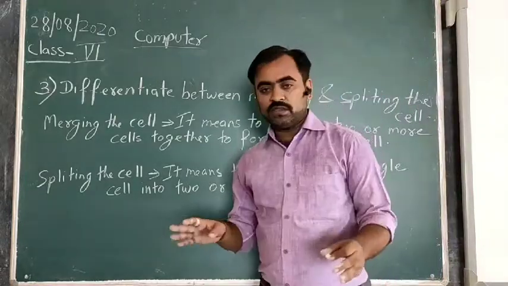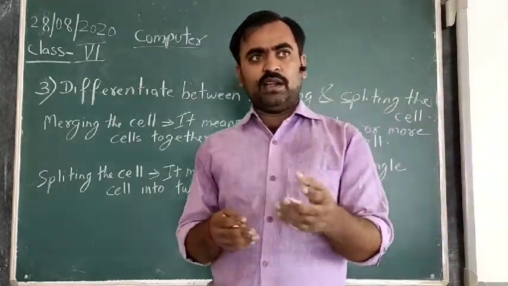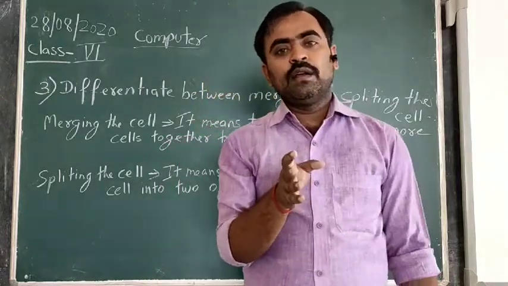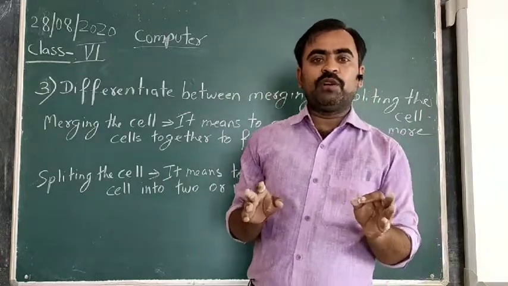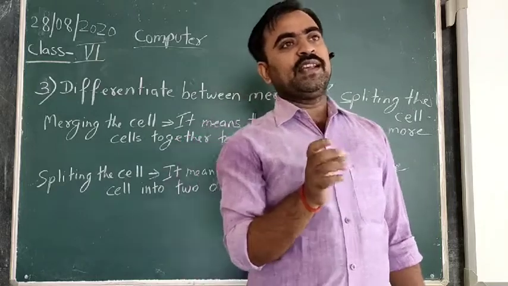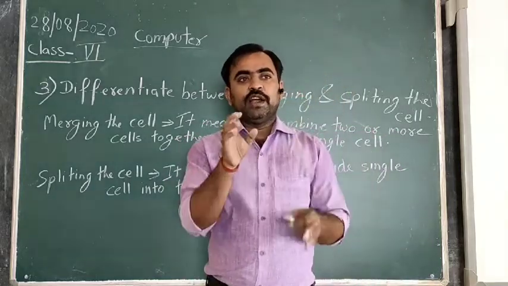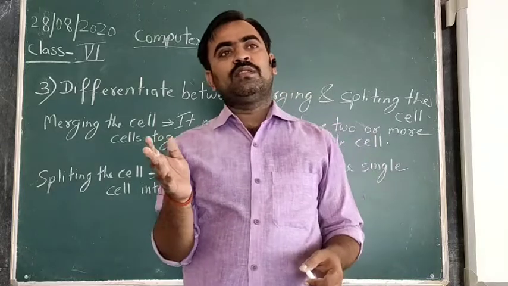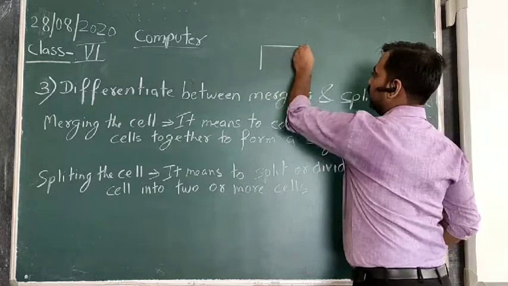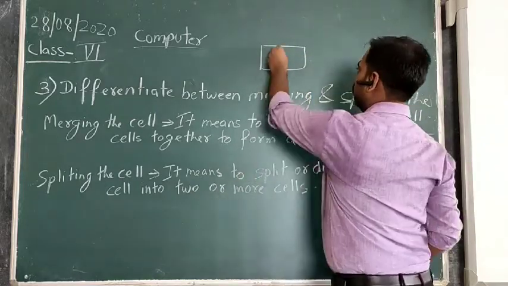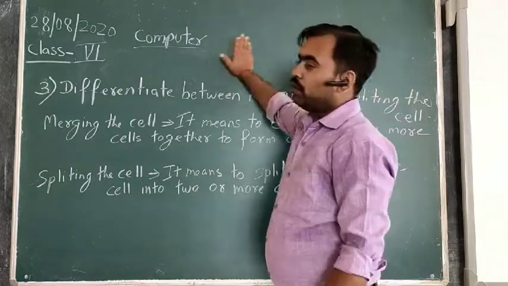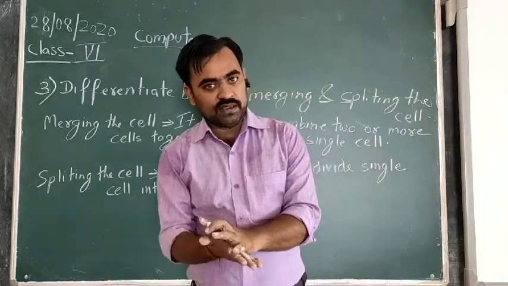So splitting the cell means, suppose there is a single cell and within that particular cell you want to write two different data. You want to mention the two different data. So in order to do that, you can use the option splitting the cell, and you can divide a single cell into two or more cells also. A single cell will be divided. Suppose this is a single cell, and using the split cell option, you can divide this particular cell into two or more parts, and you can use it as individual cells.